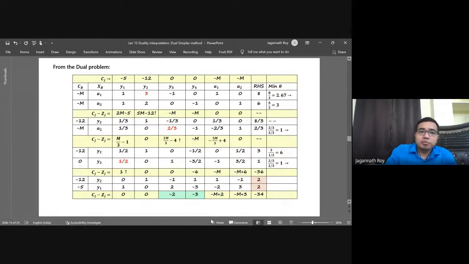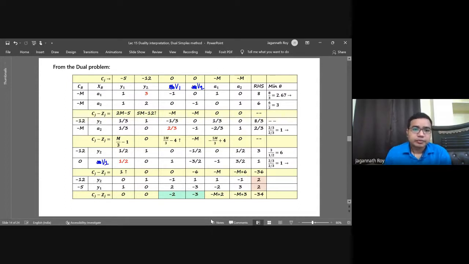If you solve it as a minimization problem, then we have to introduce artificial variables. But there also you can see this y1, y2. So let us write it v1. This is v1. Let us write v2.